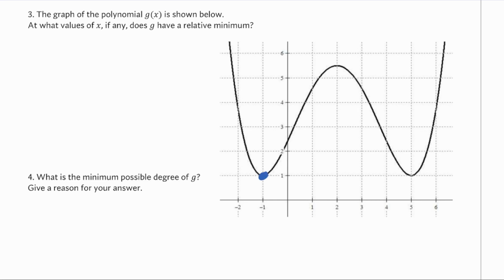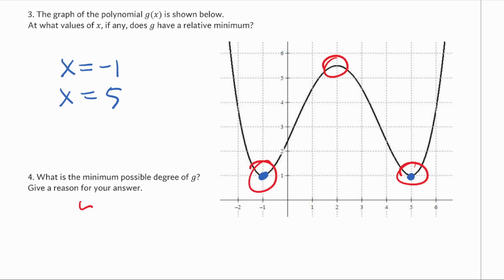It's going to be right here and right there. So it's going to be x equals -1 and x equals 5. Minimum is a place where the function goes from decreasing to increasing. And that's what's happening right there. Okay, what's the minimum possible degree of g? Okay, and just like on the other form, I'm going to say this is at least degree 4 because there are 3 local extrema.